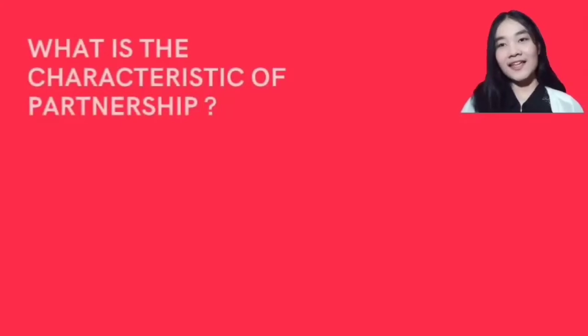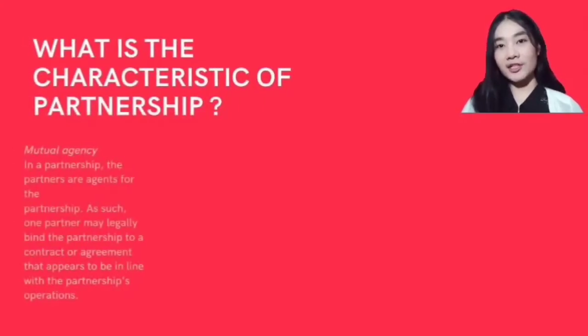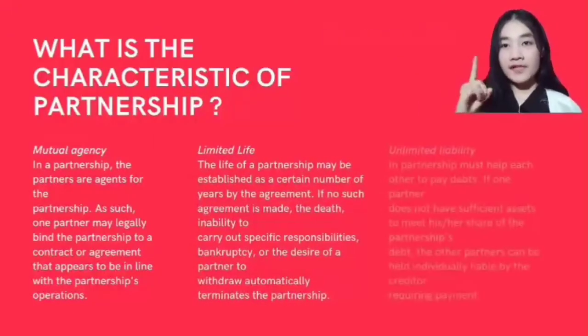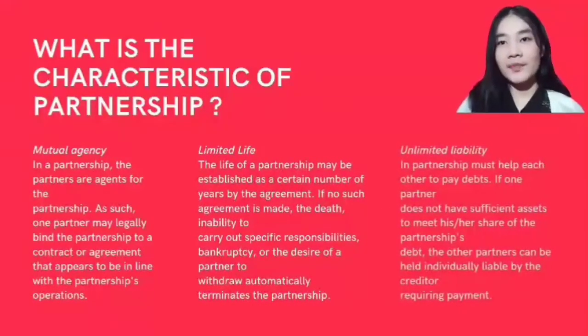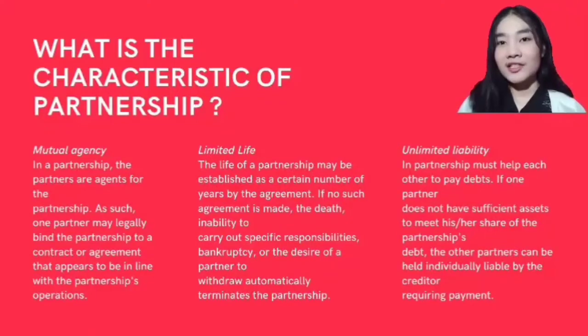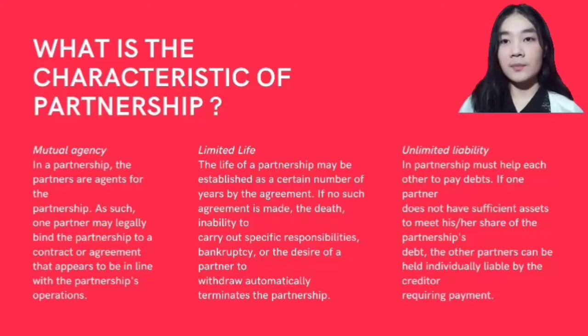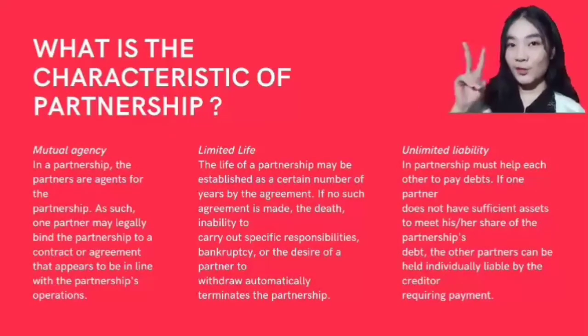Next, what are the characteristics of partnership? There are 4 characteristics. First, mutual agency. What is mutual agency? In a partnership, the partners are agents for the partnership. As such, one partner may legally bind the partnership to a contract or agreement that appears to be in line with the partnership's operations.